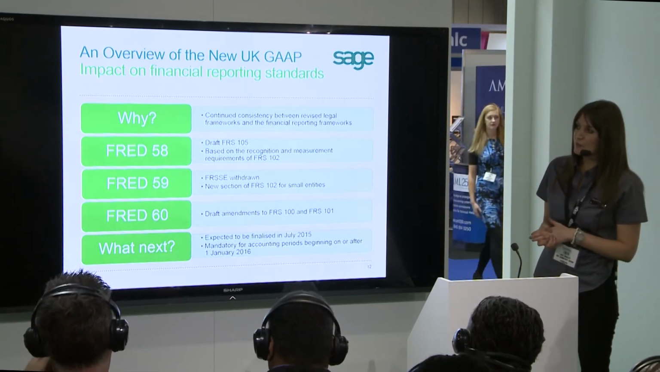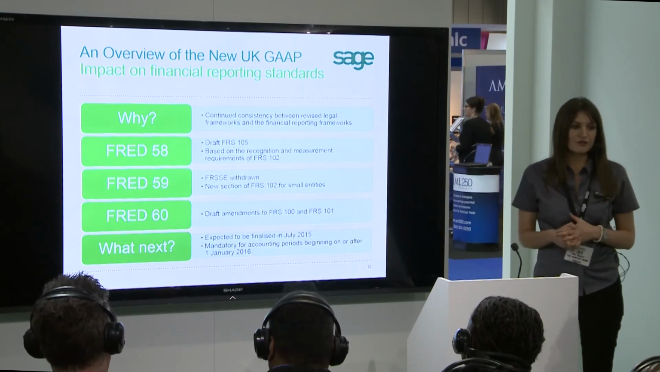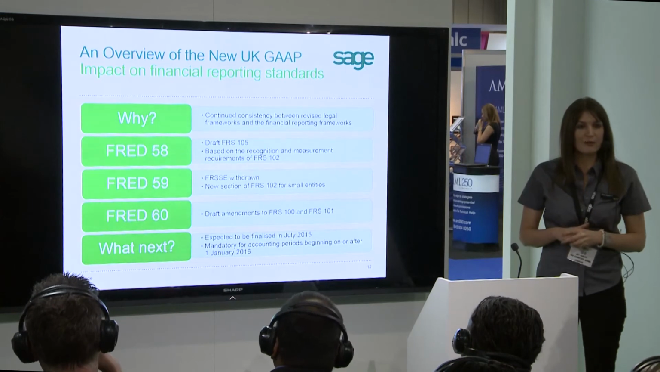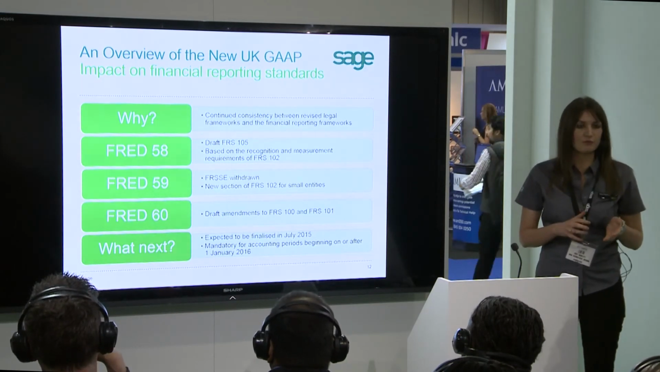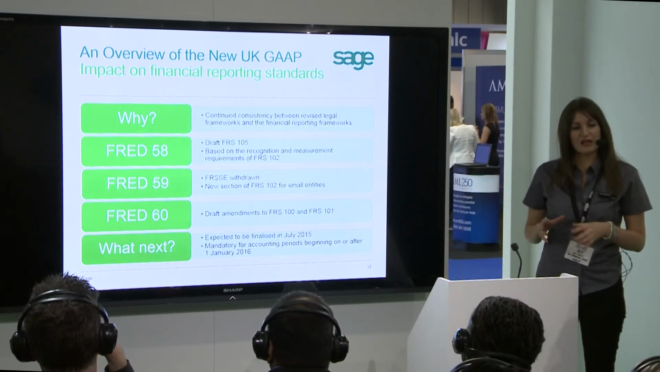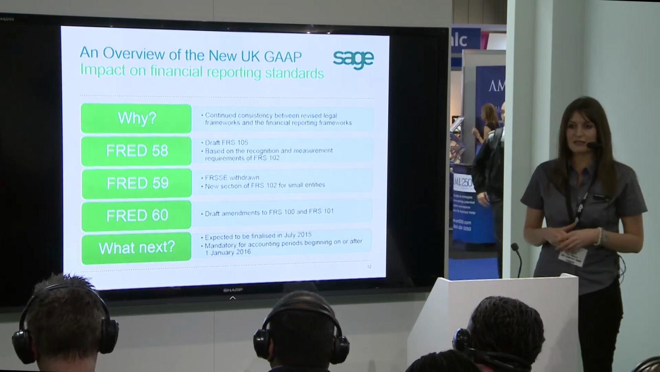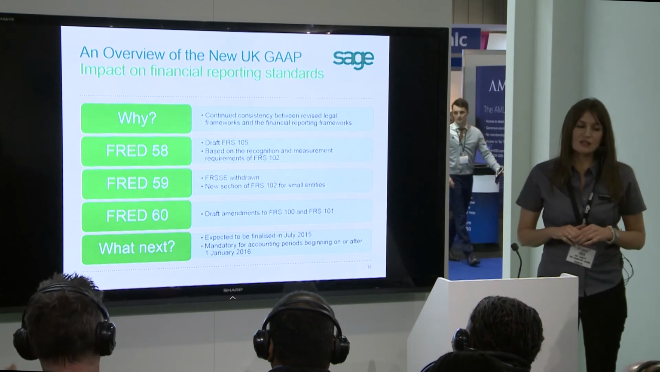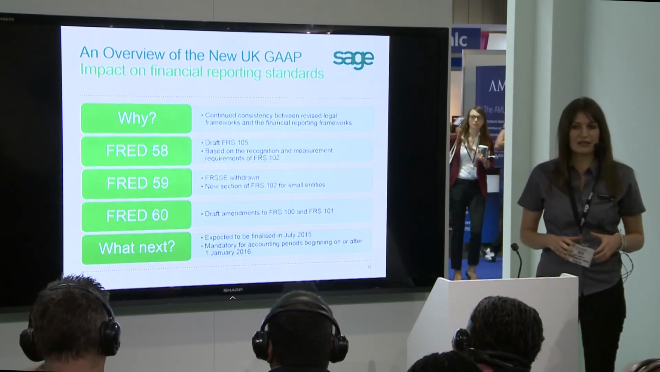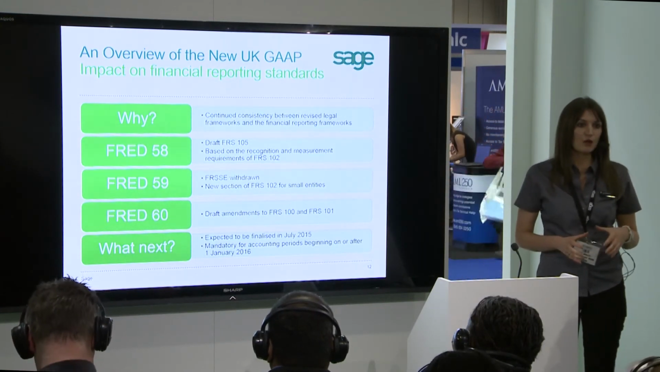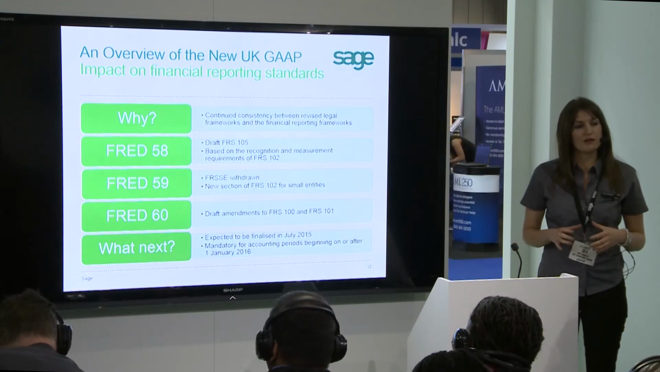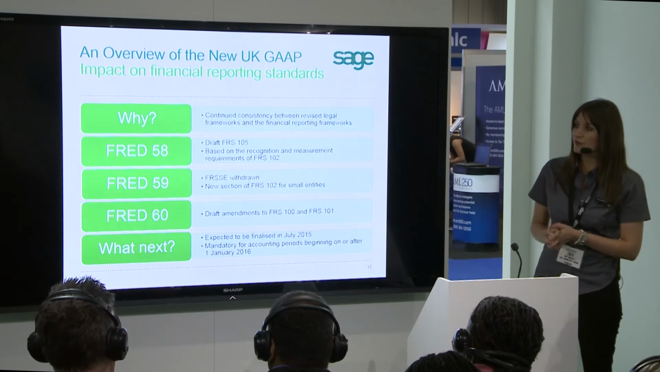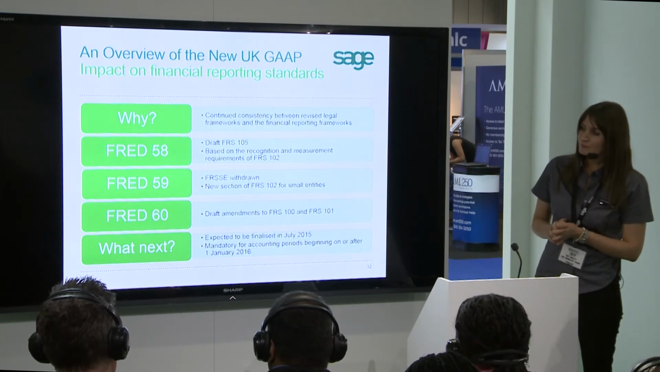So we've got FRS 105, which is going to be accounting standards for micro-entities. So micro-entities currently would most likely follow FRSSE, but they're going to have their own set of accounting standards. The recognition and measurement criteria will be consistent with FRS 102, but the disclosure requirements will be a lot smaller for micro-entities.